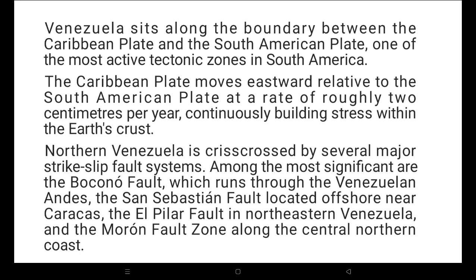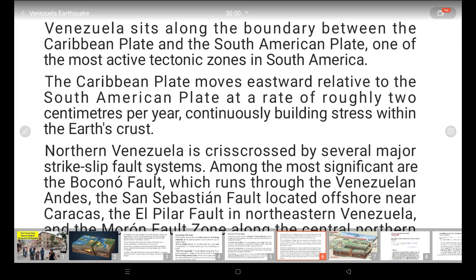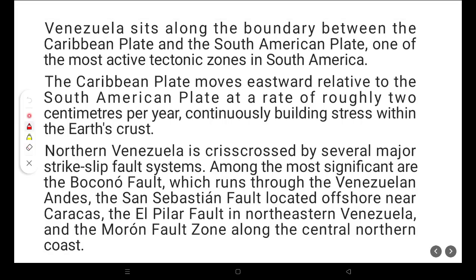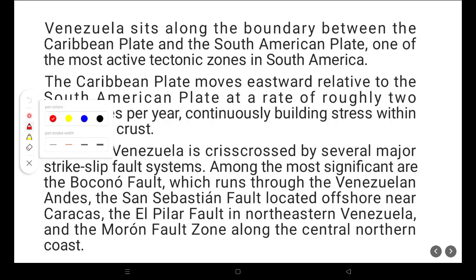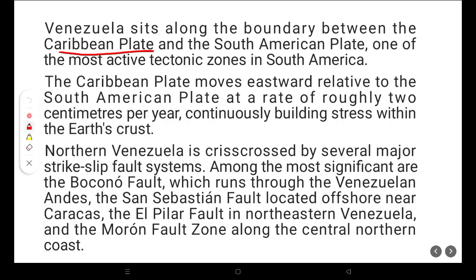Venezuela sits along the boundary between two plates, that is the Caribbean plate, and I am taking the marker, that is the Caribbean plate and the South American plate. One of the most tectonically active zones in South America. The Caribbean plate moves eastward relative to the South American plate, at a rate of roughly 2 centimeters per year, which is continuously building stress within the earth's crust near the Venezuela coast.